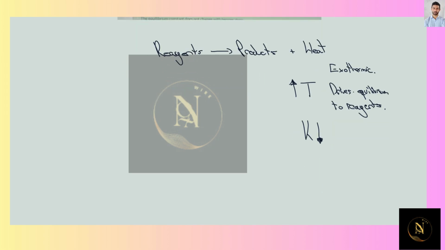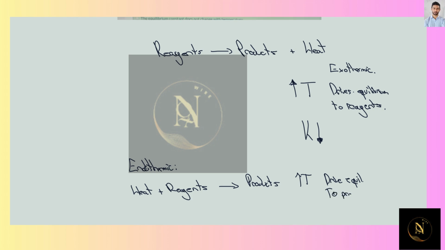On the other hand, if we have an endothermic reaction, what we're going to have is that heat plus reactants is going to generate the products. So we can think about the heat as one of the reactants of the reaction, and in this case, if temperature increases, this is going to drive equilibrium to products. Thus, the value for K is going to increase.